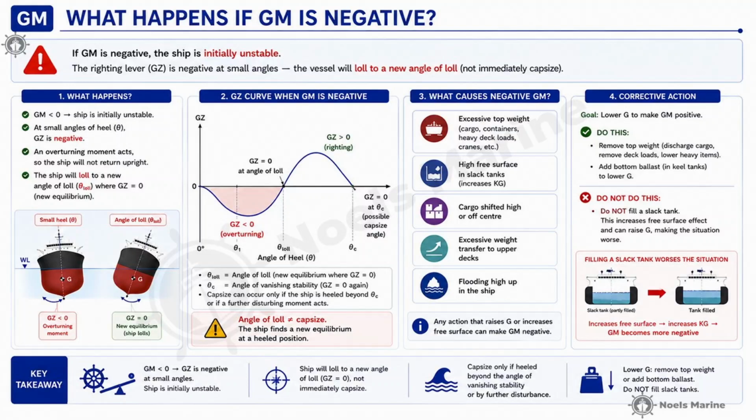So what causes this dangerous negative GM in the first place? Well, there are 3 main culprits to watch out for. First, excessive top weight. Second, a high free surface effect, liquid sloshing around inside a slack tank. And third, topside flooding. How do we actually correct this? Your primary action is to lower the center of gravity to make GM positive again. We can do this by removing top weight or by adding bottom ballast. But listen to me very carefully here. Under no circumstances should you ever try to correct this by filling a slack tank. Seriously, never do that. Always remember that rule.